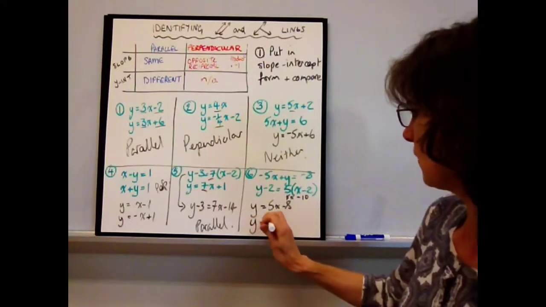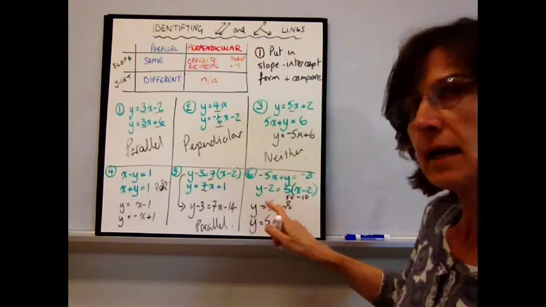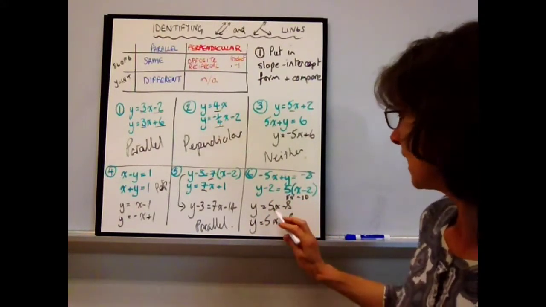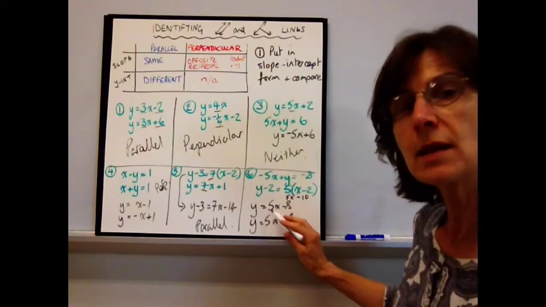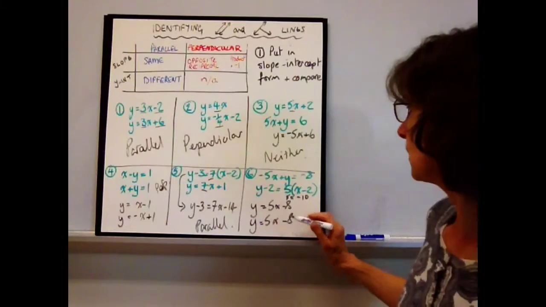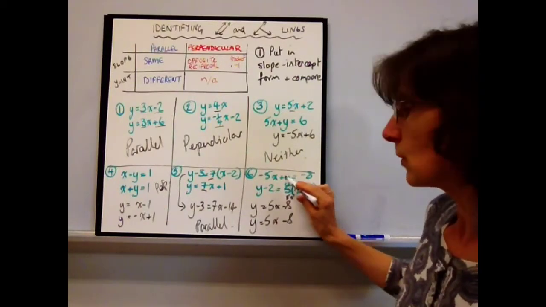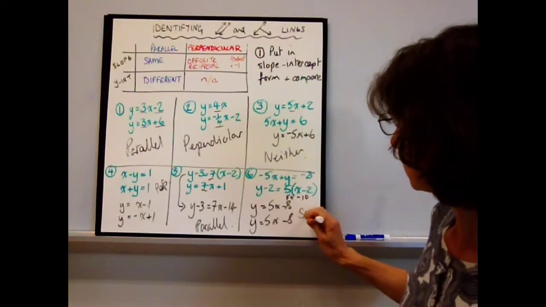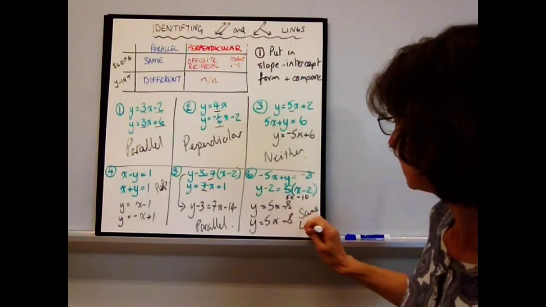Y equals, so I've got the 5x. Take away 10, add 2. Oh, take away 8. Well, look at that. We had the same slope, and you could be tempted to think we had parallel lines, but we have the identical y-intercept. So these two equations actually represent the same line. So they're not parallel, they are the same line.